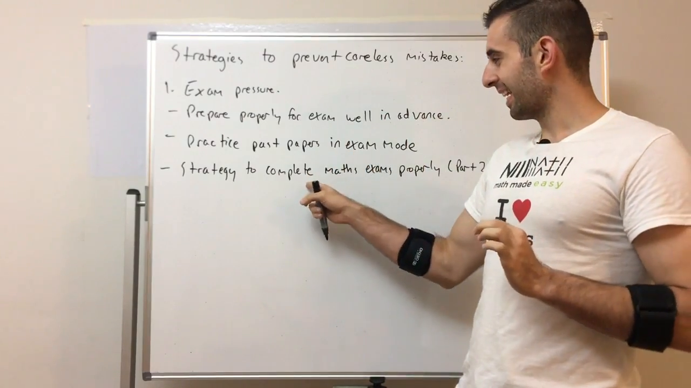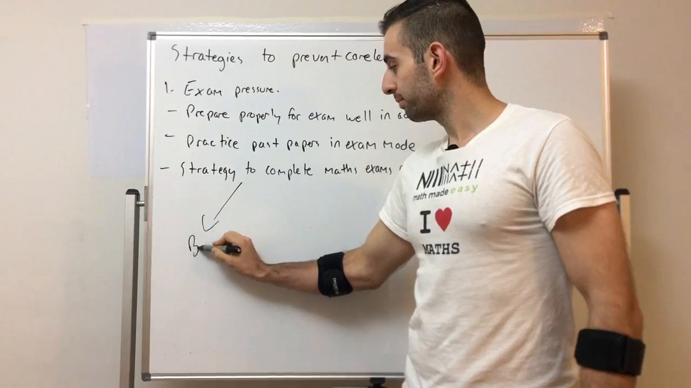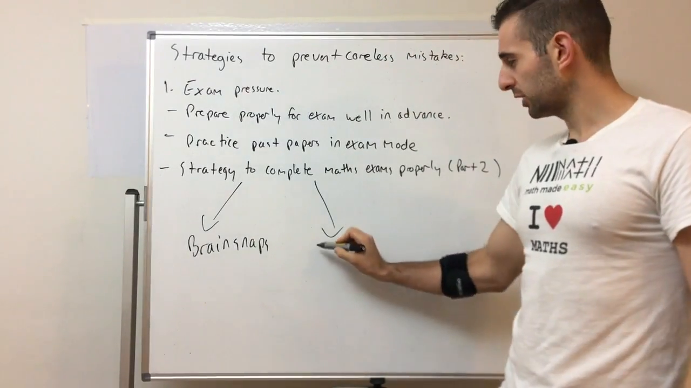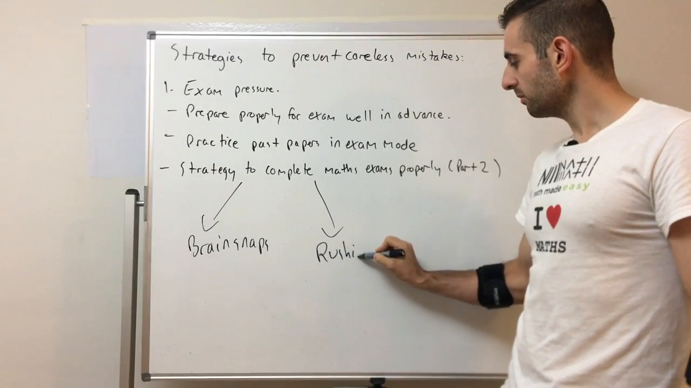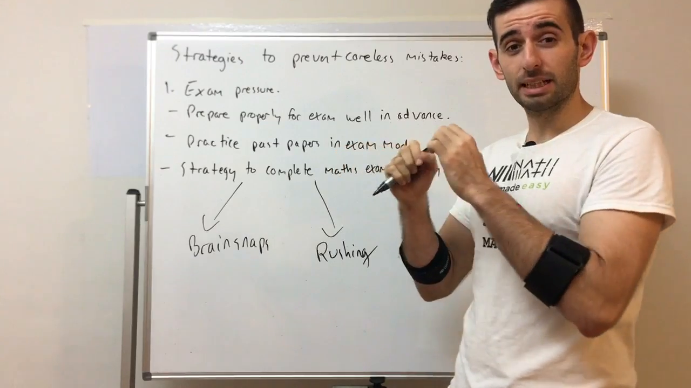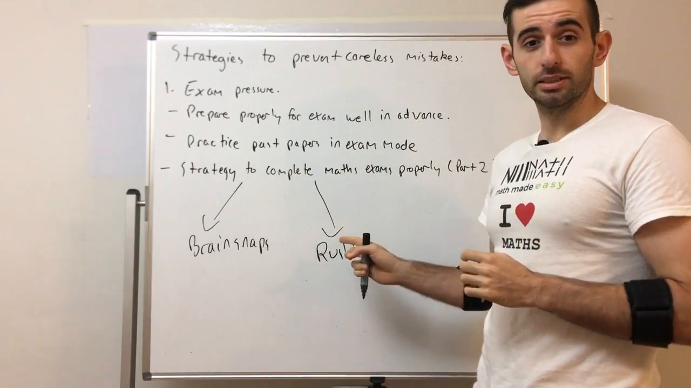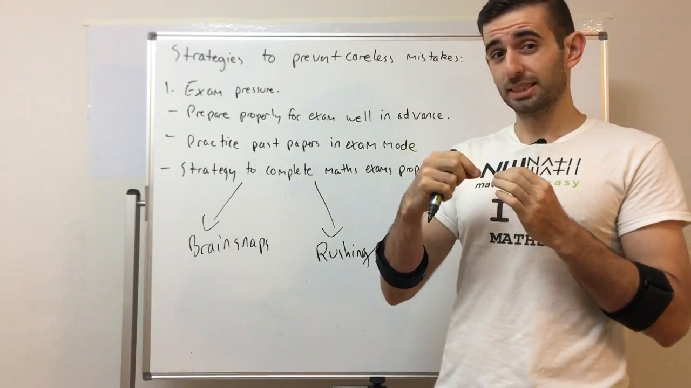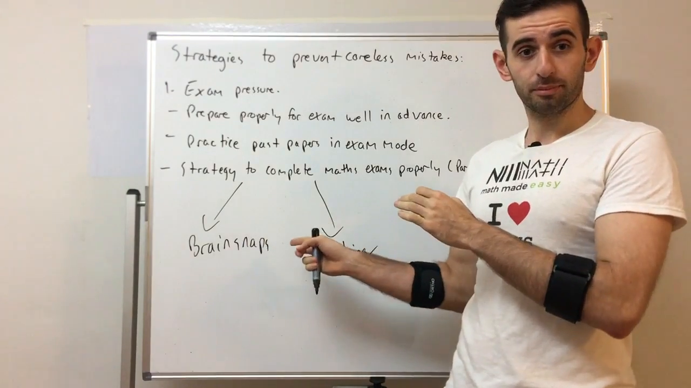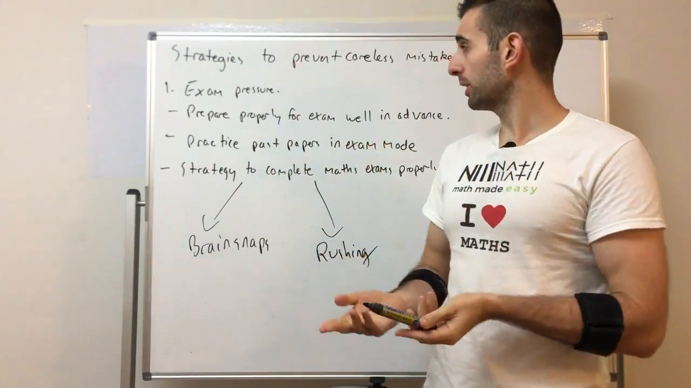So this is the key. This one here actually will help with brain snaps and rushing. If you have a strategy on how to complete maths exams properly, it's going to help rectify exam pressure, brain snaps, and rushing. Because you have to wait till next week to see the strategy I talk about that will help eliminate or reduce these. Okay? So then let's look at reading the question properly.